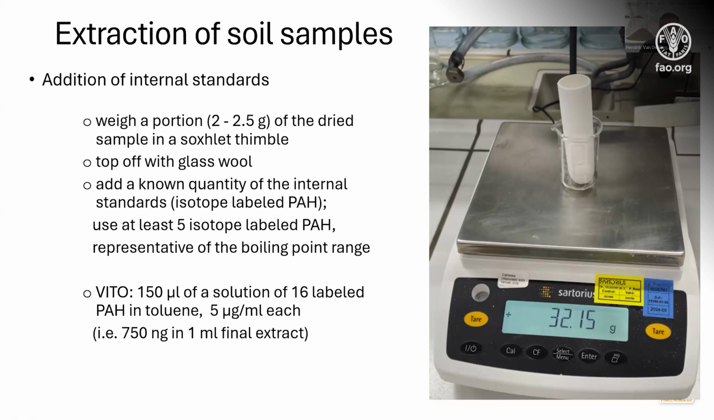At FAO, we add all 16 PAH labeled, so deuterated PAH, and we use a solution of 5 microgram per milliliter, and we add 150 microliter, so that in the final extract of 1 milliliter, we will have approximately 750 nanogram of each internal standard. Of course, you can do differently. It depends also on the sensitivity of your instrument and of how much of the extract is injected in the gas chromatograph.